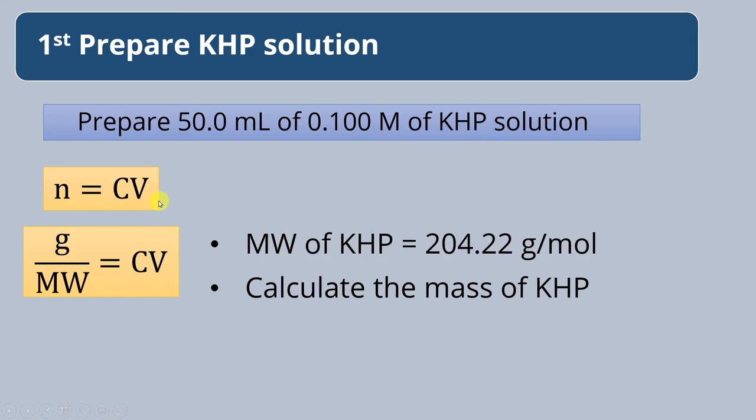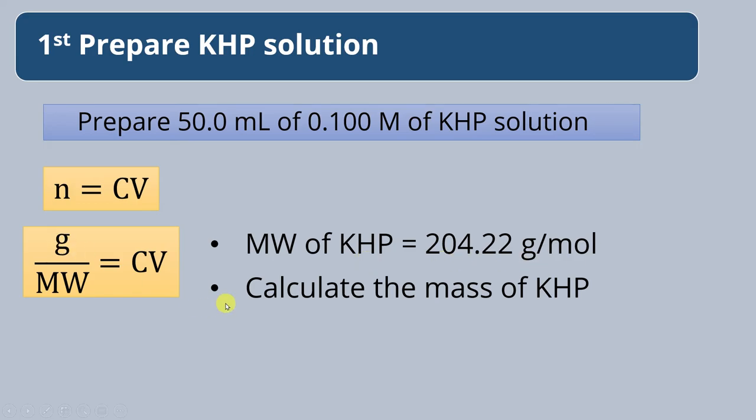This is the formula that you need for calculation. You need concentration 0.1 molar. You need volume 50 milliliter. You need to know the mass of KHP. You can't do this. This is the mole. You know concentration and volume that you need. You can calculate the mole of KHP. And then you need to know molecular weight of KHP, which is 204.22 gram per mole.